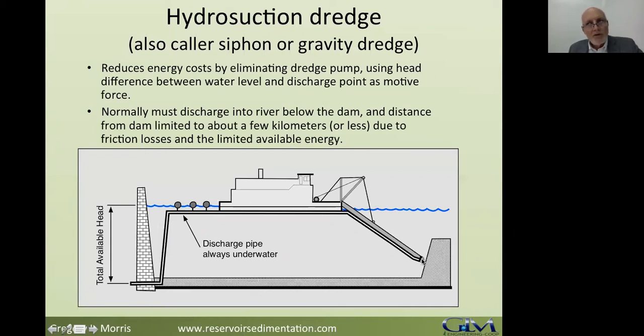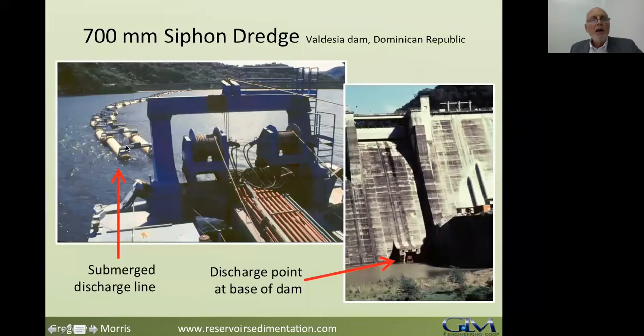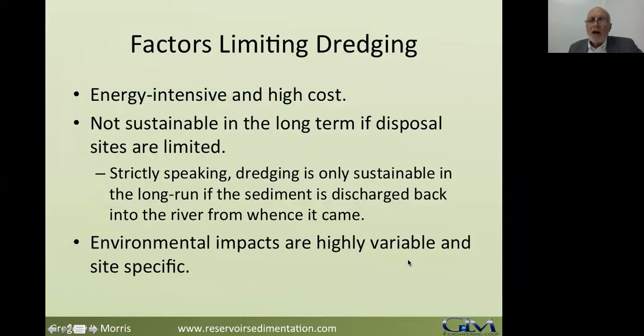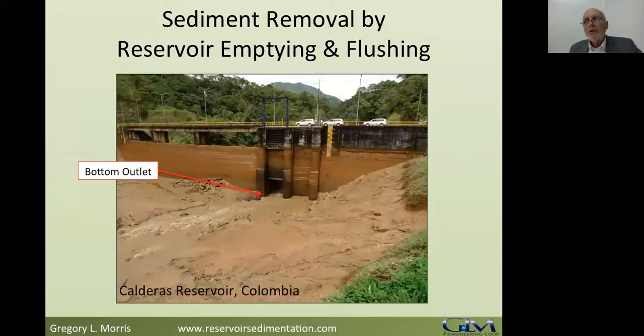You can go further with fine material, less distance with sands, because sands require higher velocity to prevent the deposition within the pipeline. This shows a photo of the 700 millimeter diameter dredge at Valdesia Dam in the Dominican Republic. This is no longer in operation, but it just gives you an idea what it looks like. You see the pipeline is submerged, and here's the outlet, the downstream face of the dam, and this is the head that they have available to work with between the top of the dam and the outlet. Dredging is highly energy intensive and high cost. It's not sustainable in the long term if disposal sites are limited, and the environmental impacts are quite variable.